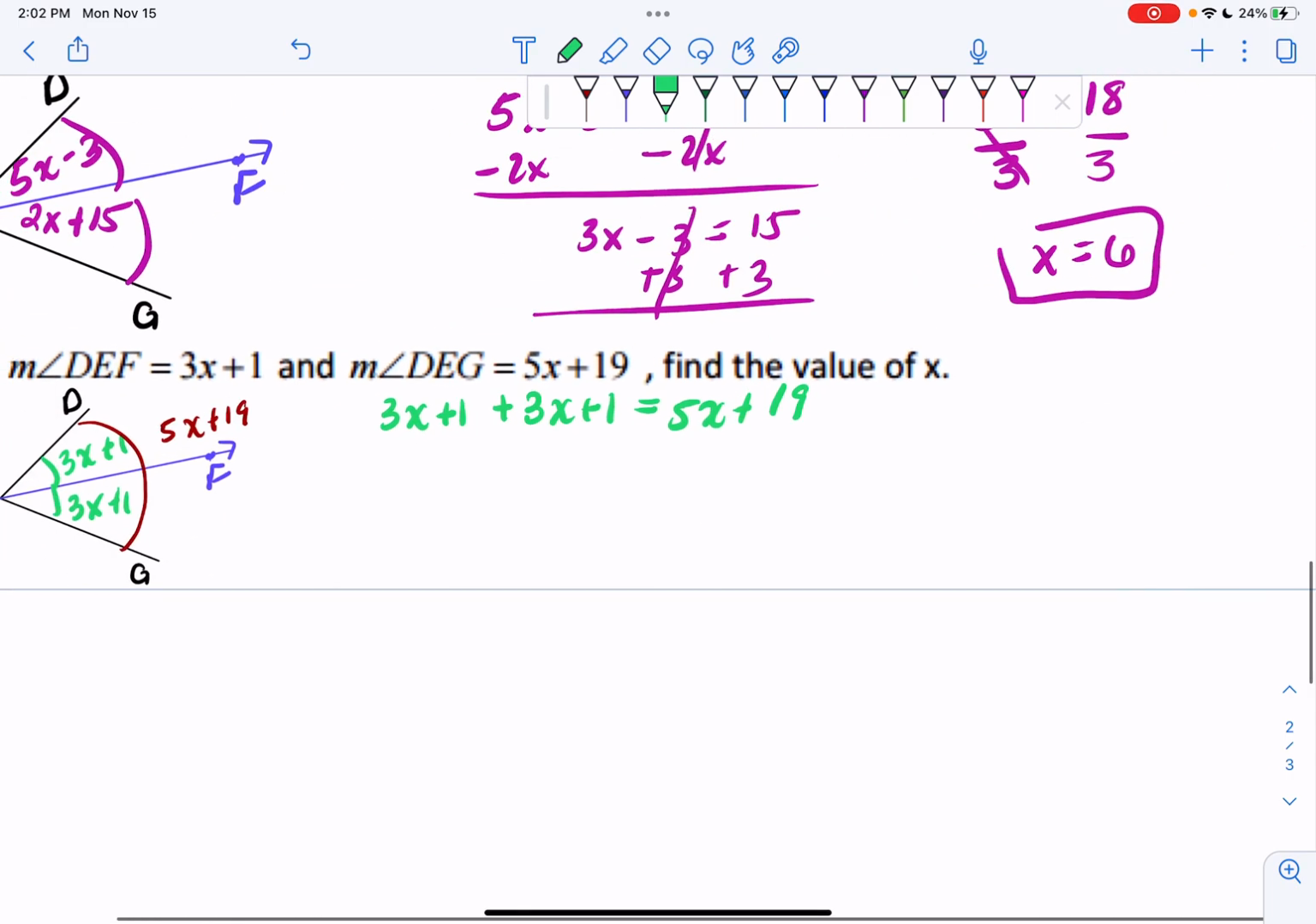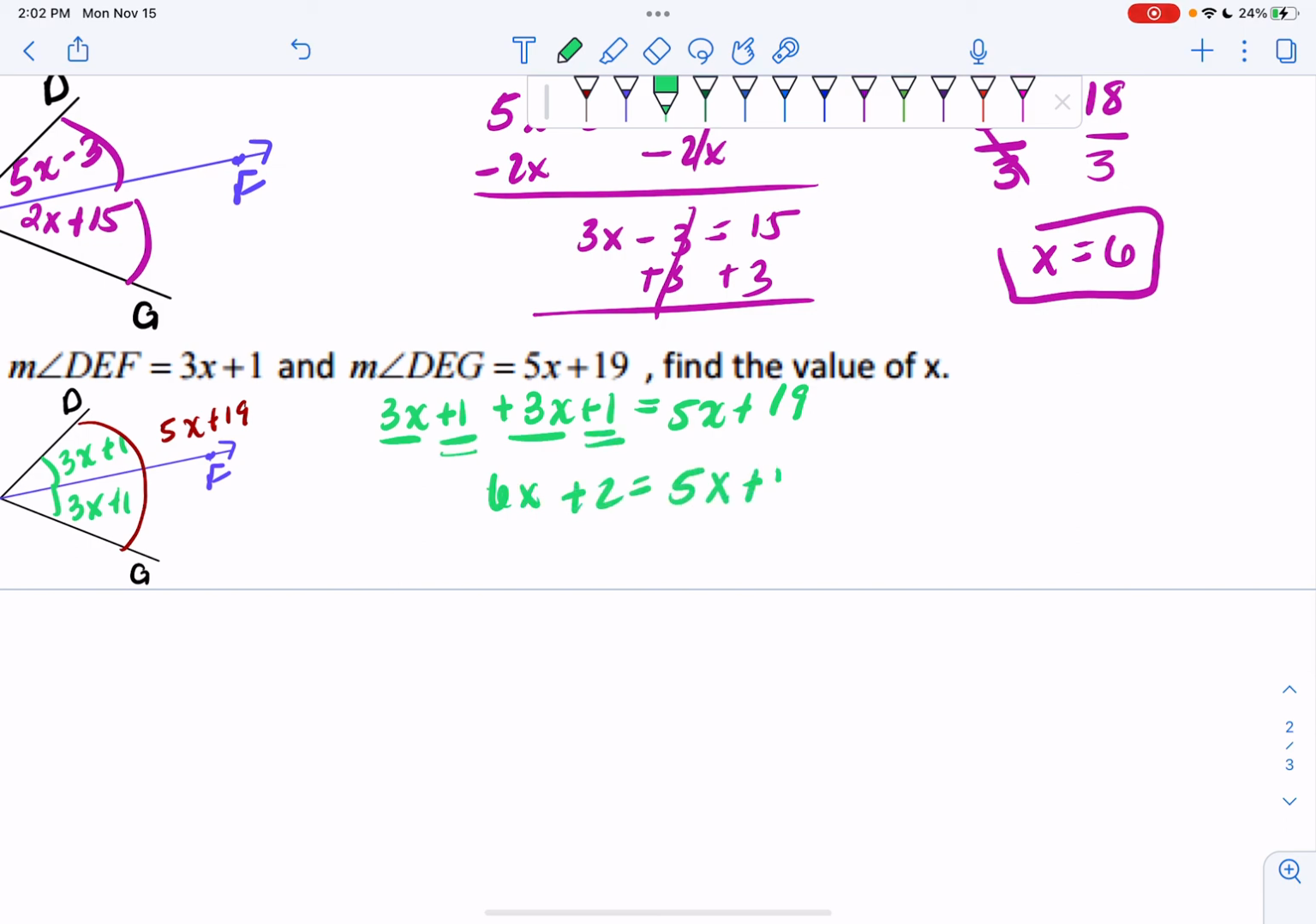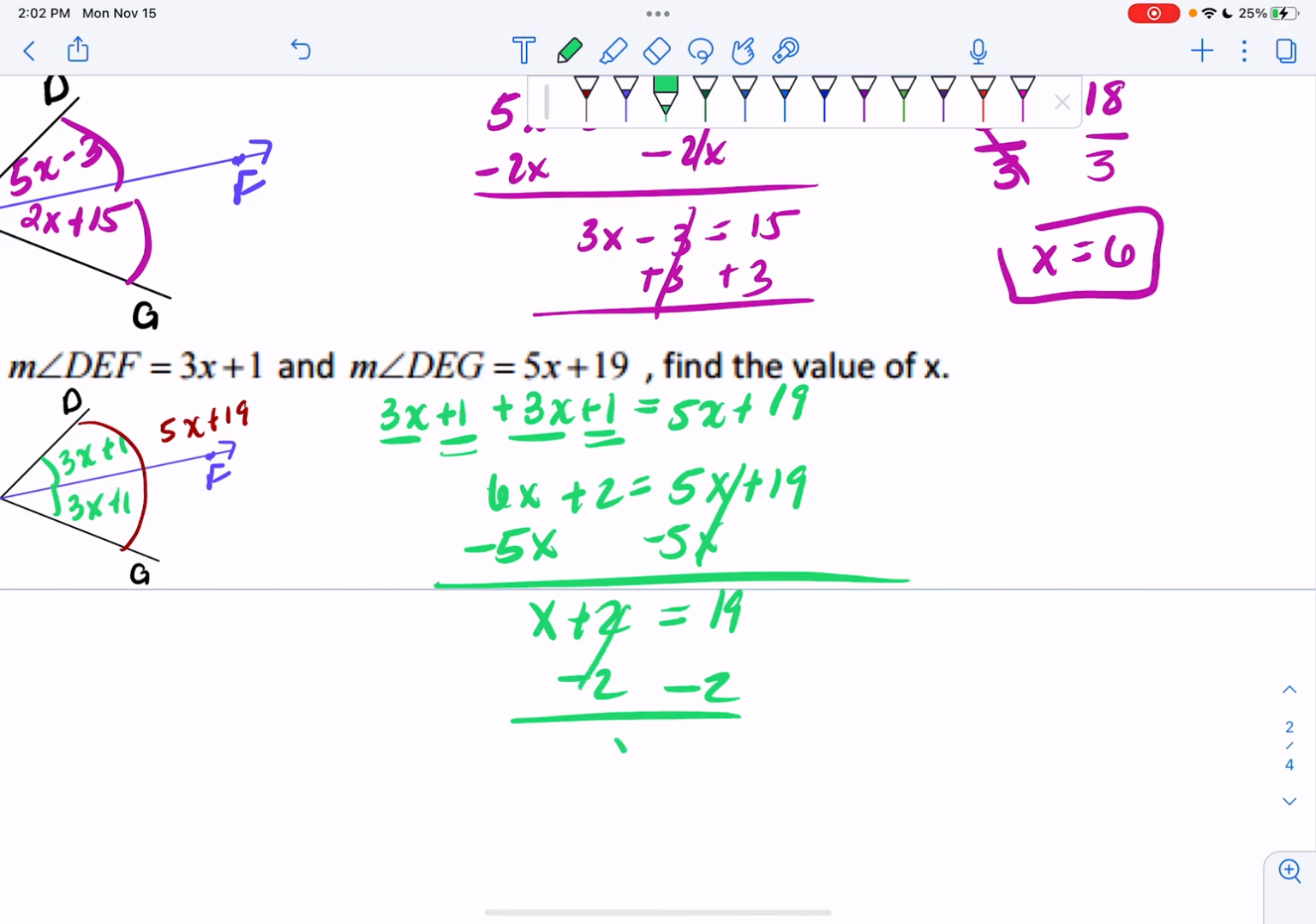Combine your like terms. 6x plus 2 equals 5x plus 19. Subtract 5x, subtract 5x. I get x plus 2 equals 19. Subtract 2, and I get x is equal to 17. And that's my final answer.